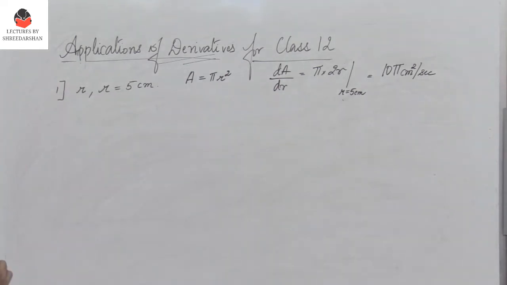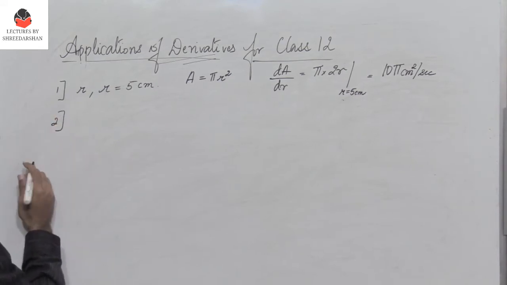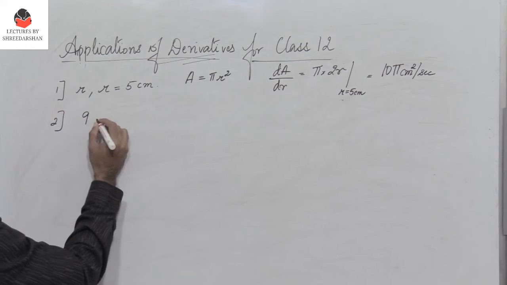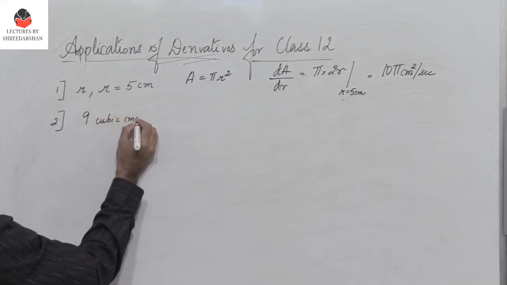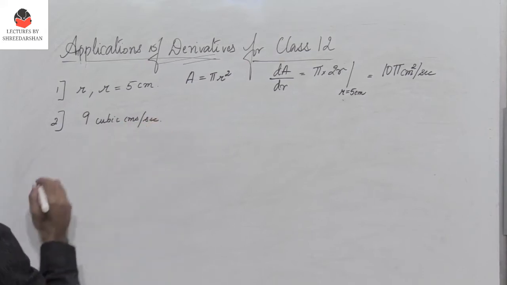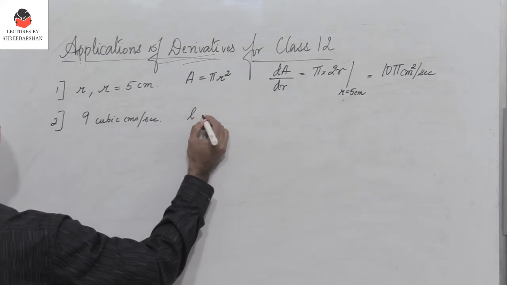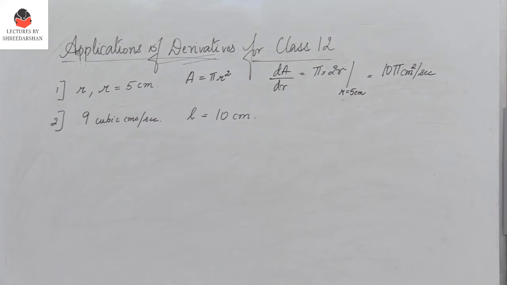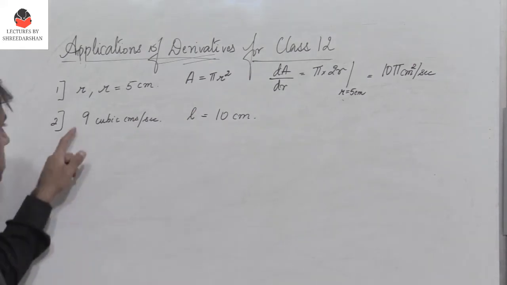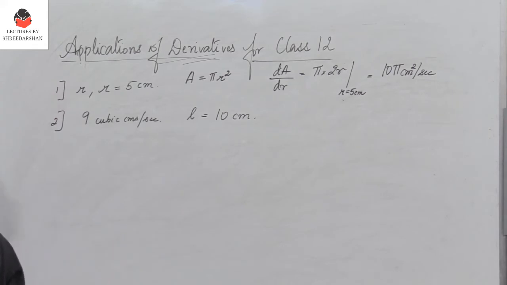Now the second problem states that the volume of a cube is increasing at the rate of 9 cubic centimeters per second. How fast is the surface area increasing when the length of the edge is 10 centimeters? So the volume of the cube is increasing at this rate, and we need to find how fast the surface area is increasing when the length equals 10 centimeters.